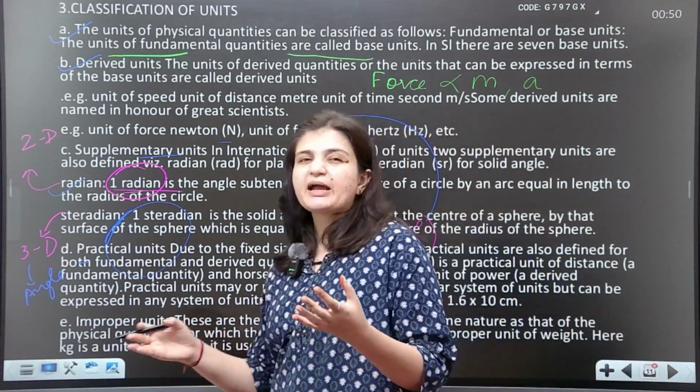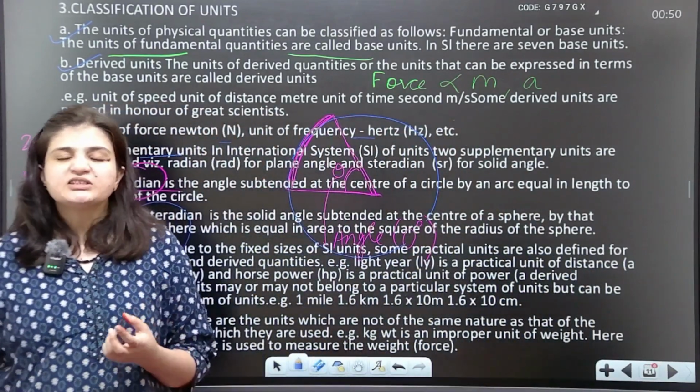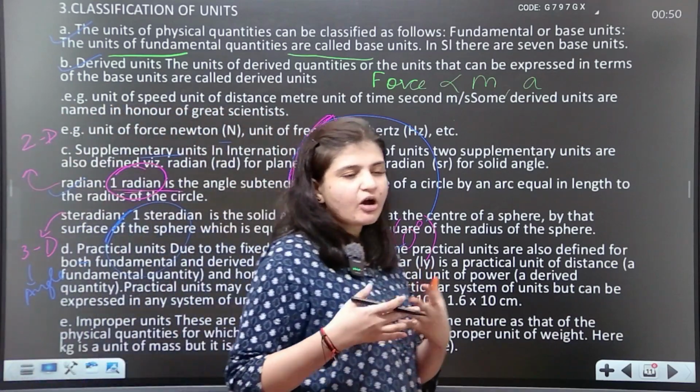Then come the practical units, students. So what are the practical units? Practical units are those which are user friendly and which we talk about in general.